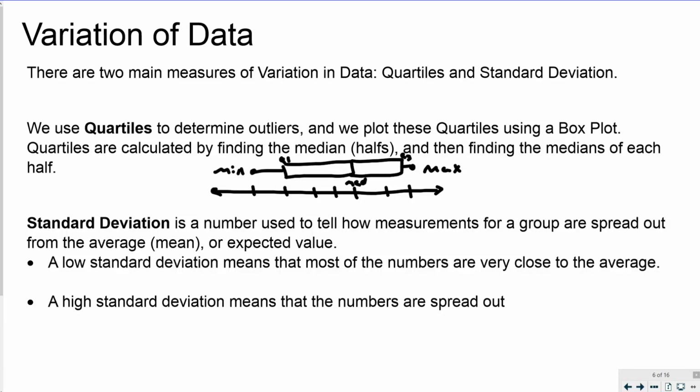And then we have a measure of variance called standard deviation. Standard deviation is a number used to tell how measurements for a group are spread out from the average. A low standard deviation compared to the average means that most of the numbers are very close, and a high standard deviation would mean that the numbers are very spread out. So we're going to remember that because we're going to use those to talk about how spread out data is.